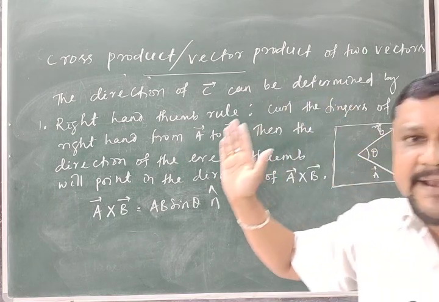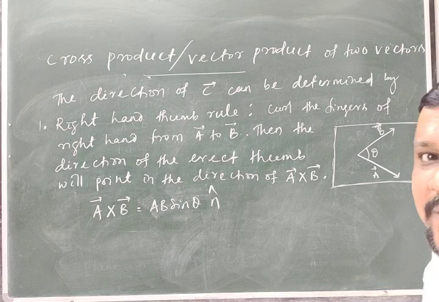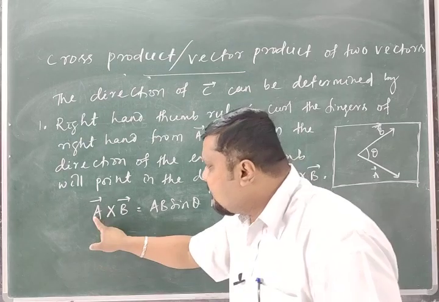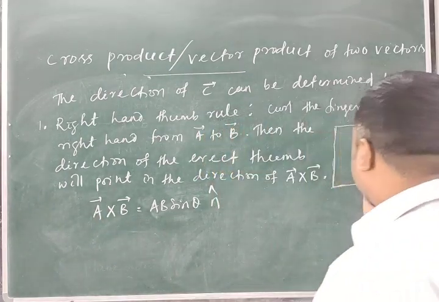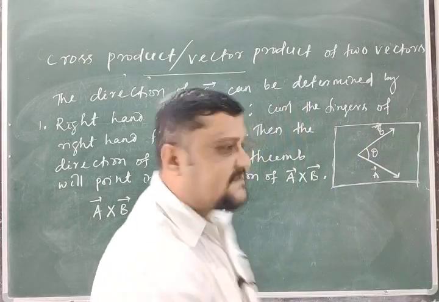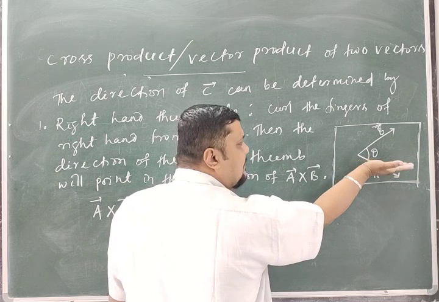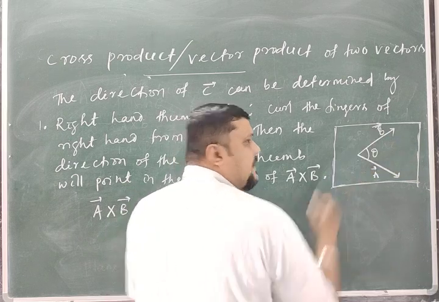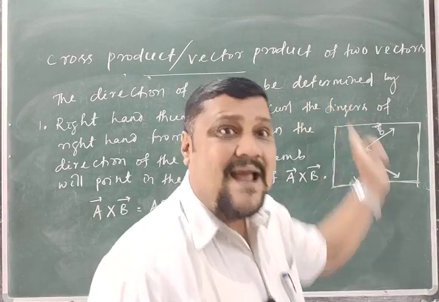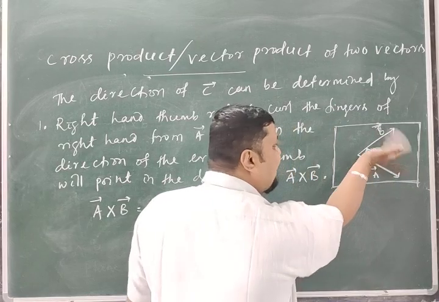So this is my right hand. Now I will curl the fingers of the right hand from A to B because I am doing A cross B. Remember, this is very important. Now I curl the fingers of the right hand from A to B, which means theta is traversed in the anti-clockwise direction.